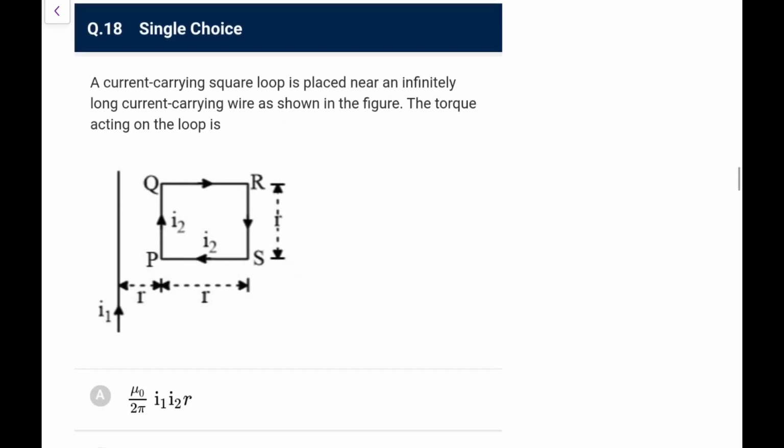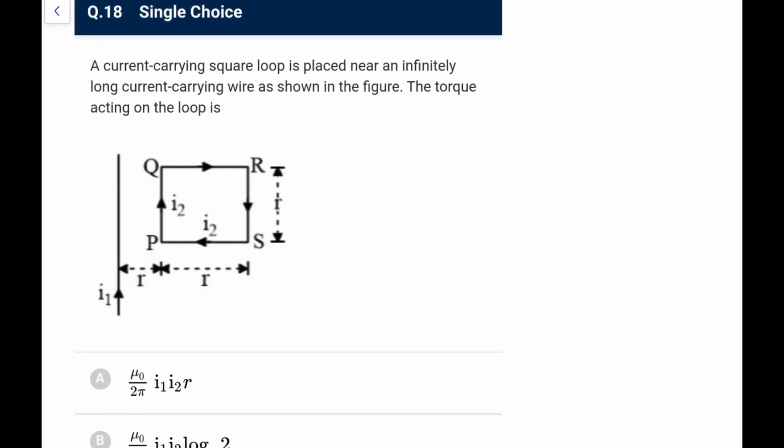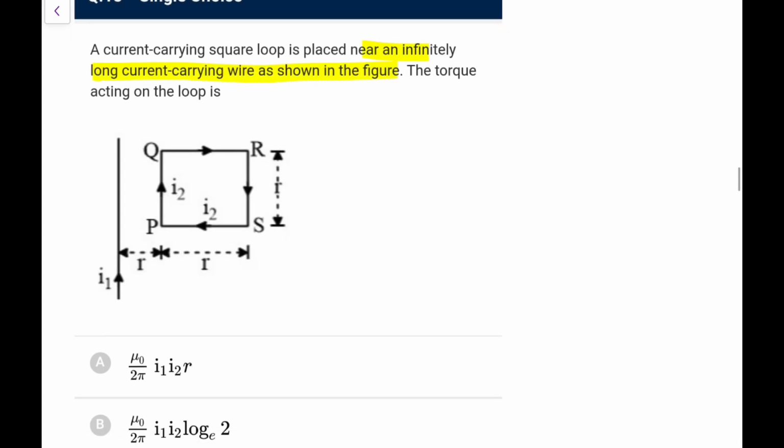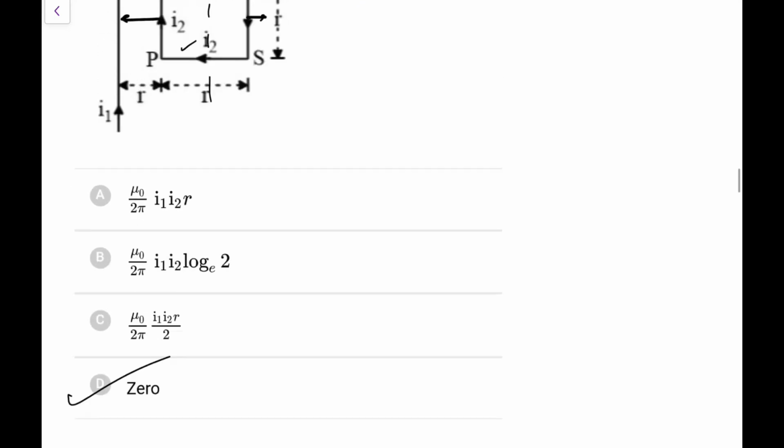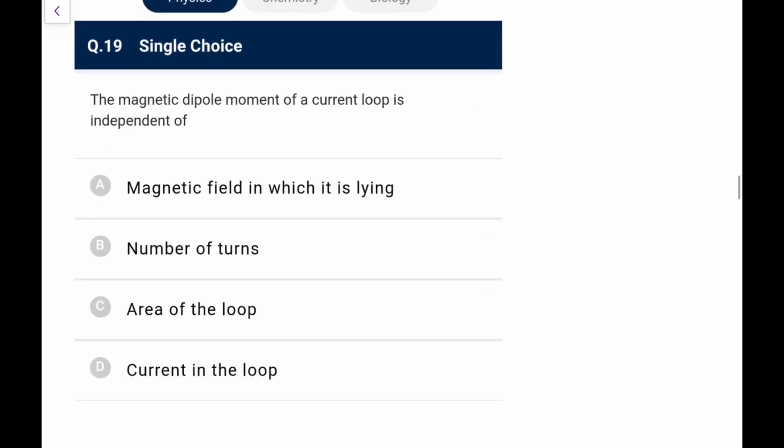Next one. A current carrying square loop is placed near an infinitely long current carrying wire. The torque acting on the loop is. Now what would be the torque acting on the loop? What we can say, the forces on these two are equal and opposite. Their line of action will be at this line, so it will be 0. Its line of action will be here. This would be an attractive force, this would be a repulsive force. So all four lines of action pass through CM. So then no torque will act on the loop, only net force will act towards the wire. So this is 0. You can directly go for.